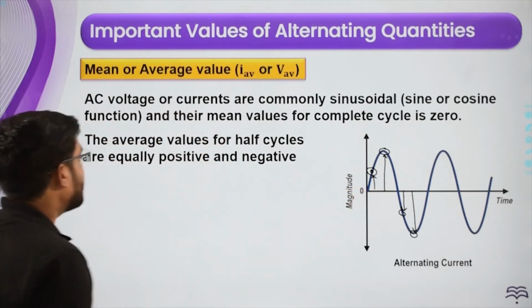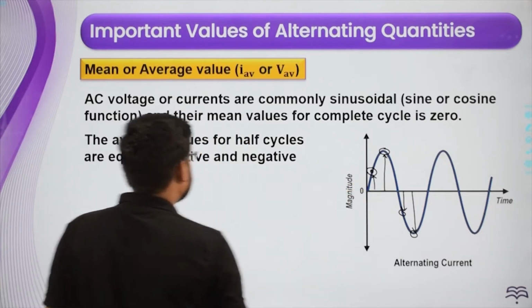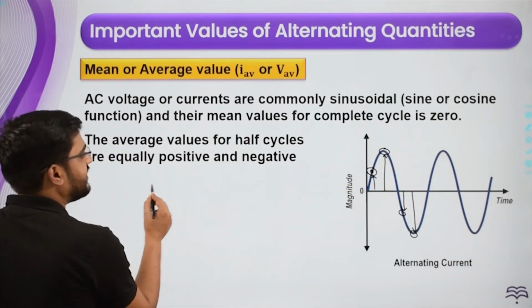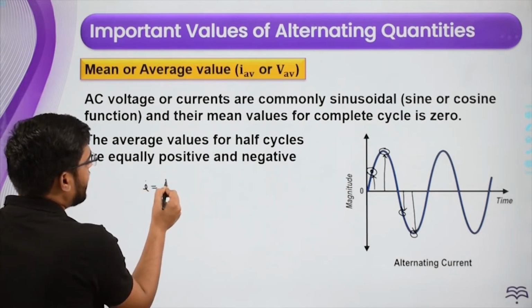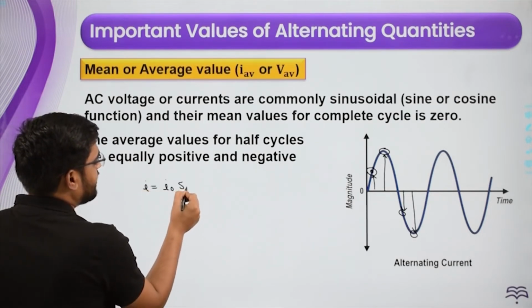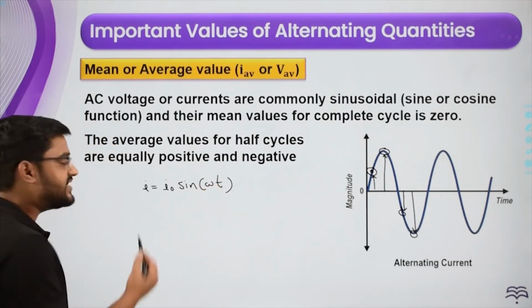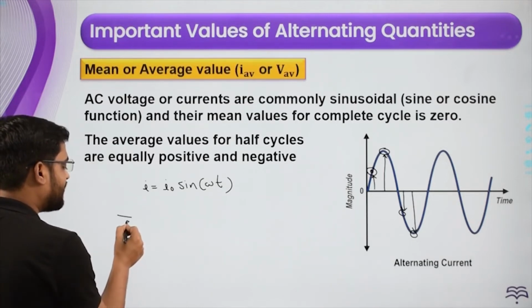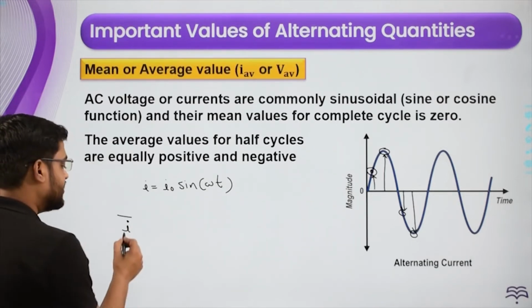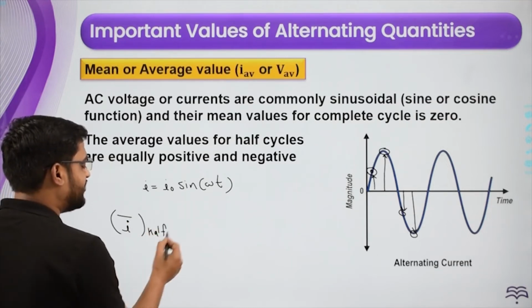So let us do that. How much is it for the first half cycle? Let us just say this function is I equals I naught sine omega t. This is my function. Let us find the average. How do we find the average of this? I am finding the average for just half cycle, okay? So for half cycle, not the full cycle. Full cycle we already know it will come to be 0.